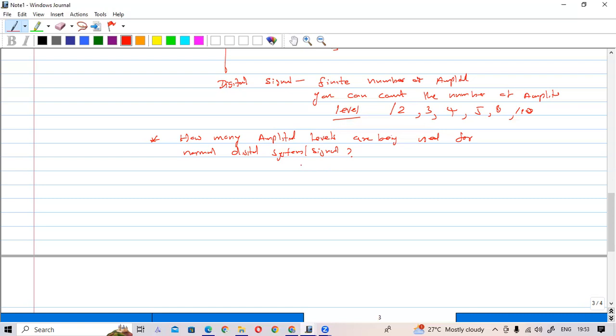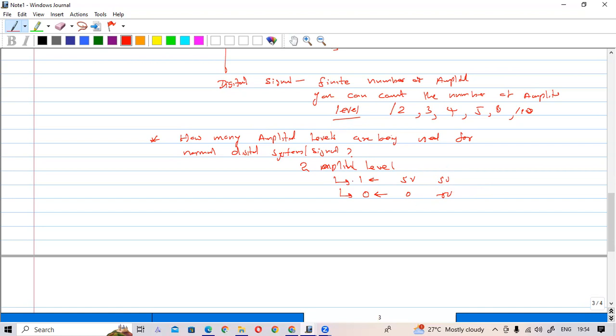We are normally using 2 amplitude levels, no? One amplitude level you normally refer to as 1, and the other amplitude you refer to as 0. It may be 5 volt or 0 volt. It may be 5 volt or minus 5 volt. It depends on the design of the system. You can choose any value.